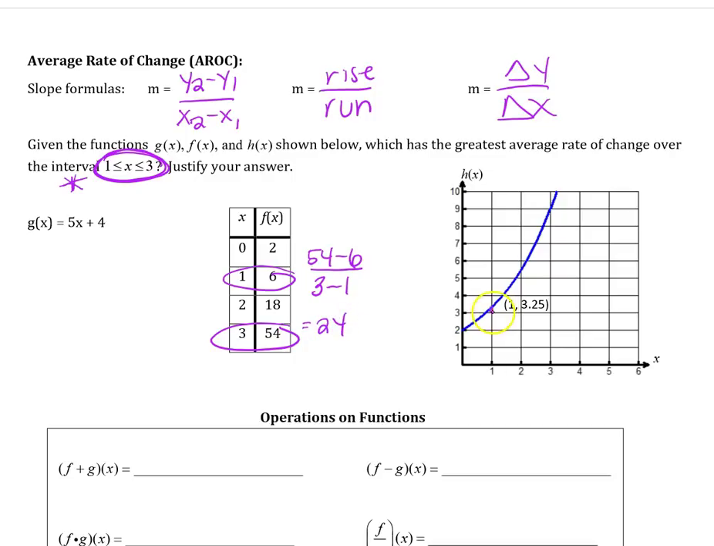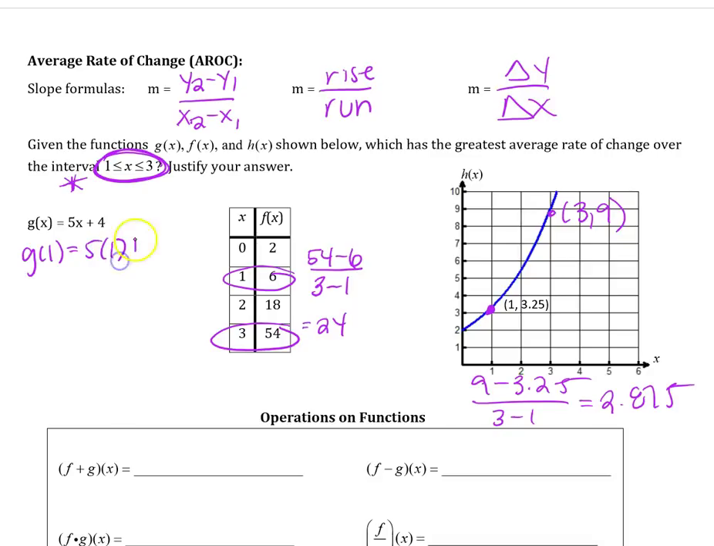On the graph, pick out your points. I've got (1, 3.25) and (3, 9). So change in y over change in x, and that goes to 2.875. And then lastly with this, you could evaluate the function at the values 1 and 3, which I'll do actually first.